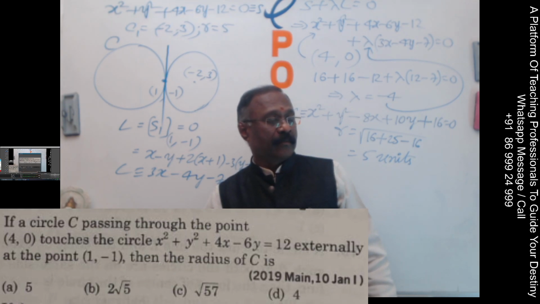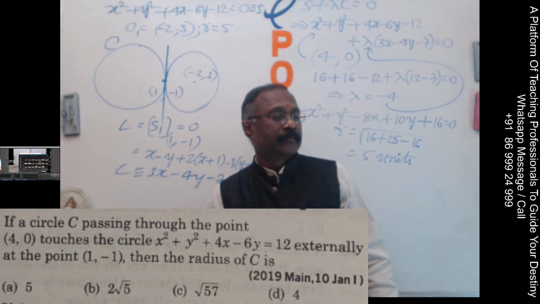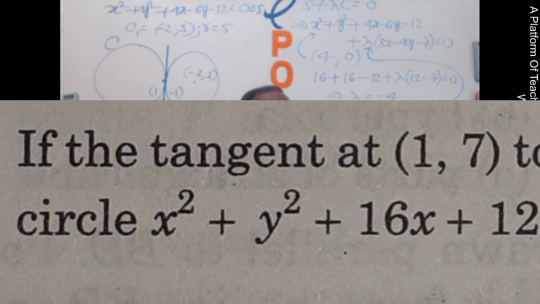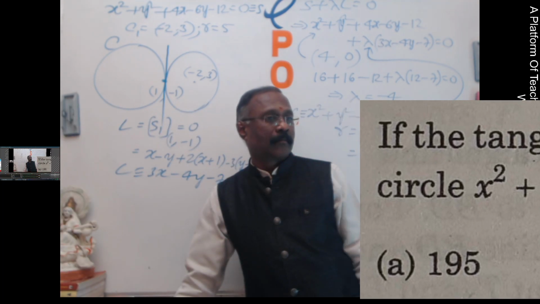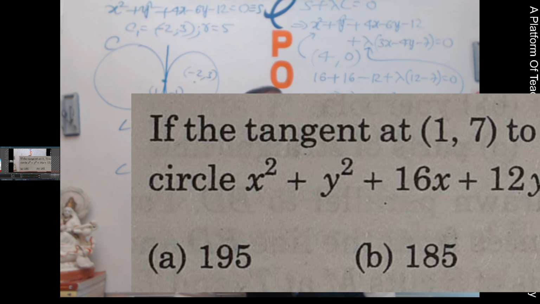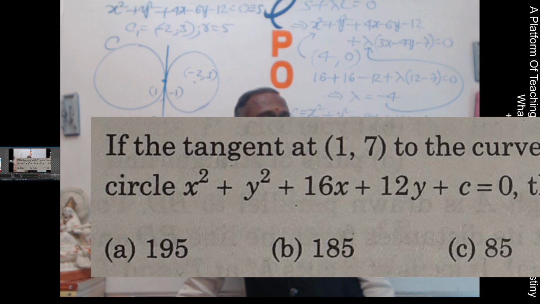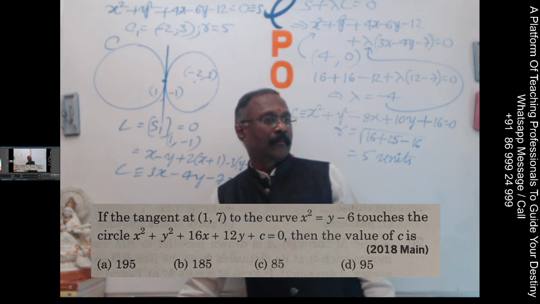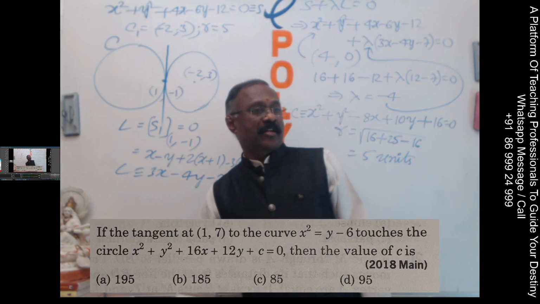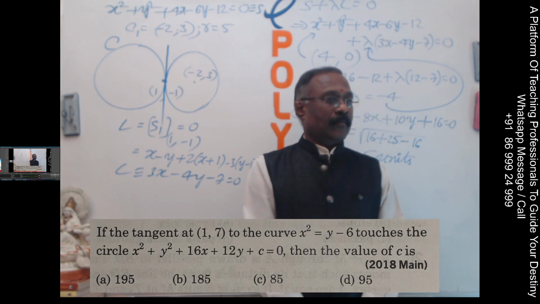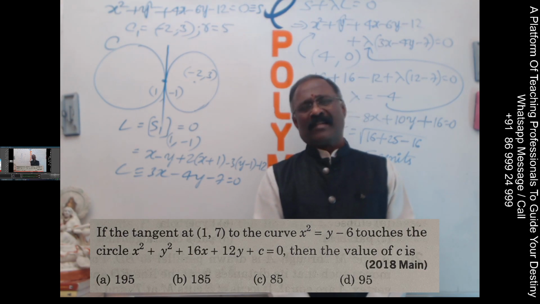Let us go to the next question. Next one. If the tangent at (1, 7) to the curve x squared equals y minus 6 touches the circle, then the value of c is. Simple question only.